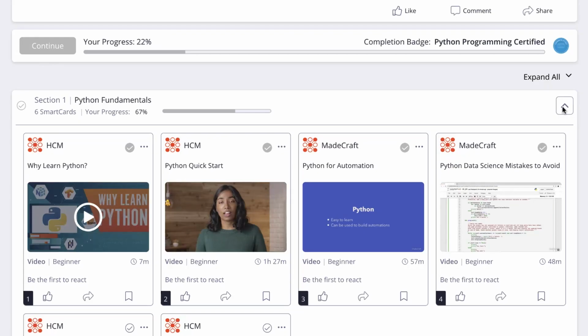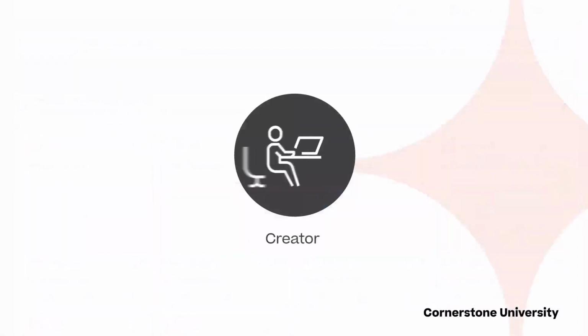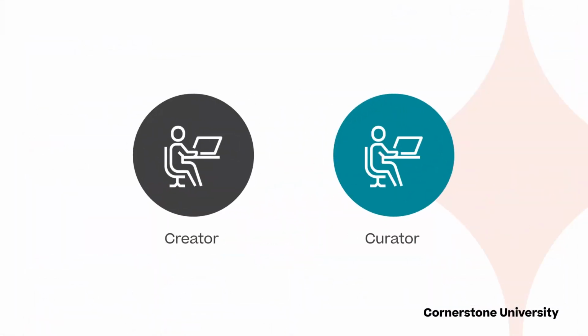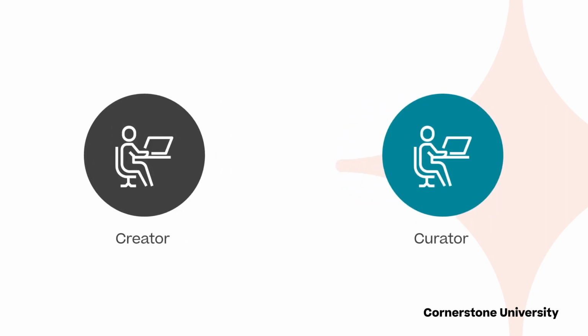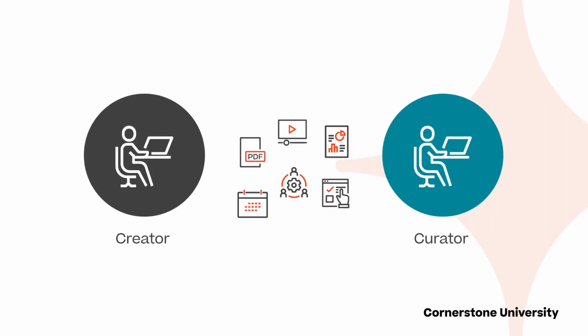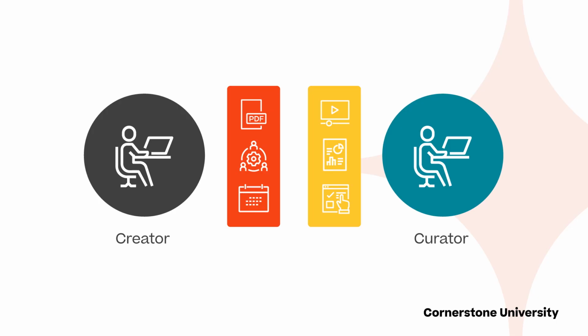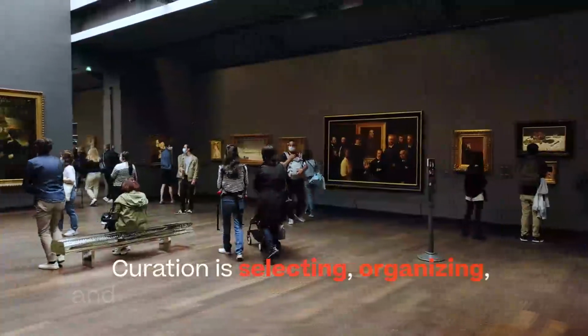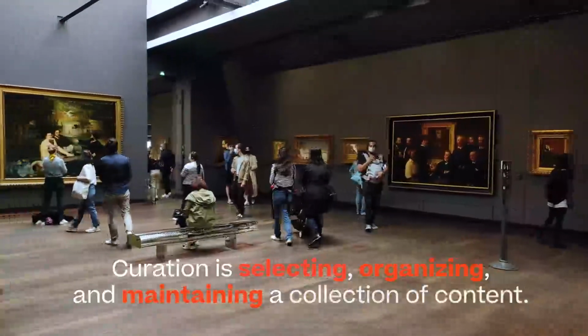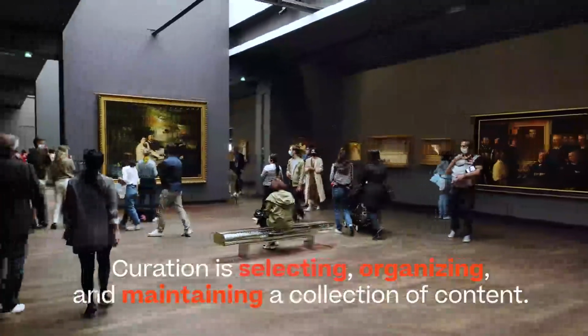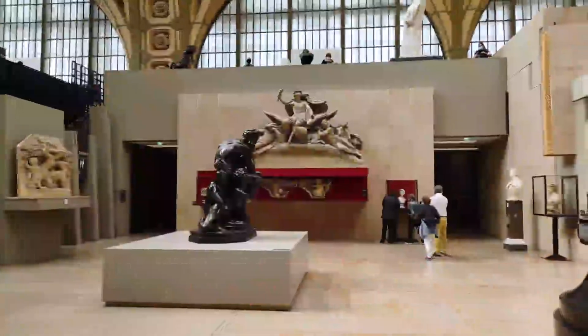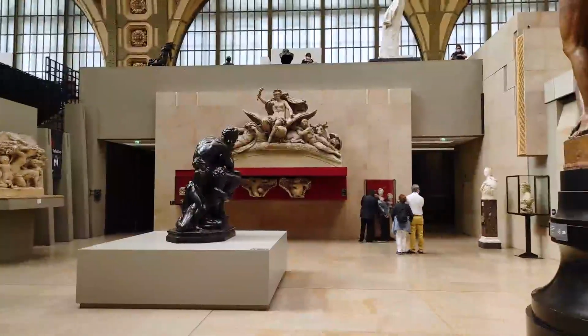Pathways and journeys are where the lines between content creation and curation begin to blur. Creators produce individual smart cards, pathways, and journeys. Curators, on the other hand, collect or curate content from multiple sources. Curation is selecting, organizing, and maintaining a collection of content, much like an art curator does in a museum or gallery.